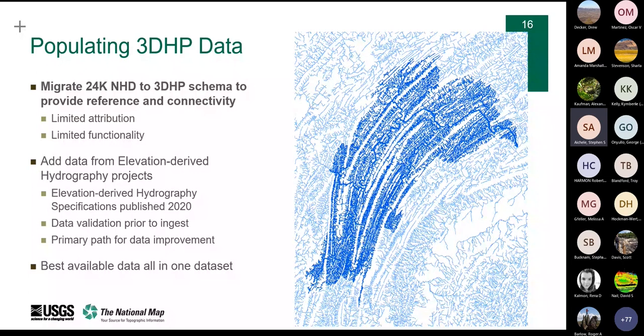So populating 3DHP, again, we will migrate that 24K NHD to the 3DHP schema. It'll be a little bit limited because it's obviously 2D data. It's flat. It won't have catchments, but it will be there to provide linear reference and connectivity. And then we want to add, primarily from elevation-derived hydrography projects, which are actually derived from the 3DEP elevation data, and validate that data before it goes in the database, to try to ensure its quality. But this allows us to provide all the best available data in one place, and we will replace the older data as newer data comes in.